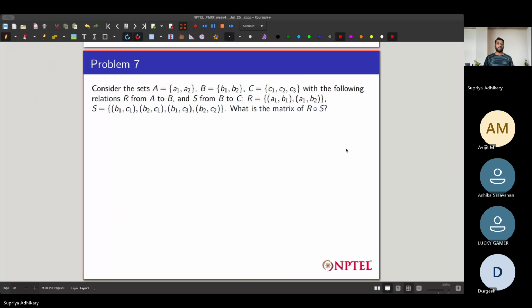Okay, so now let's come to problem 7. In problem 7, we have three sets A, B, and C, and a relation R is defined from A to B, and S is defined from B to C. We are given these relations as matrices R and S, so we have to find out what is R composed with S.